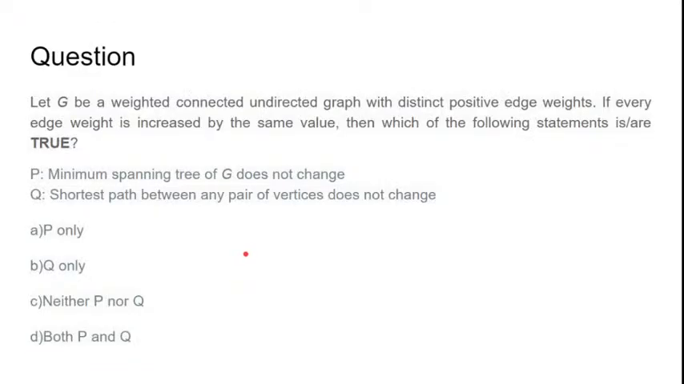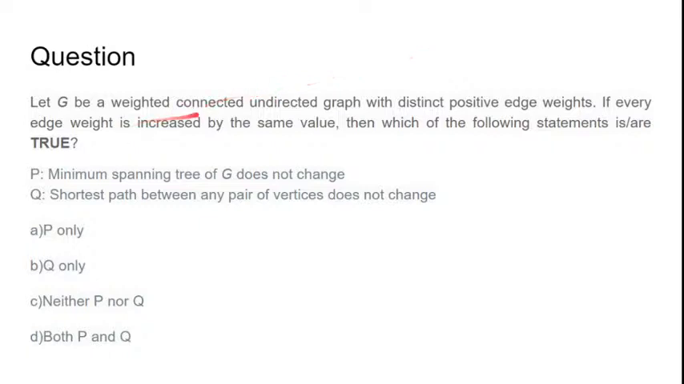The next question: let G be a weighted, connected, undirected graph with distinct positive edge weights. If every edge weight is increased by the same value, then which of the following statements are true? P: the minimum spanning tree of graph G does not change. Q: the shortest path between any pair of vertices does not change.